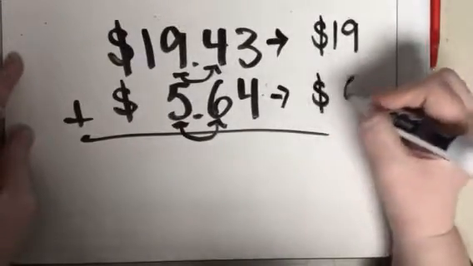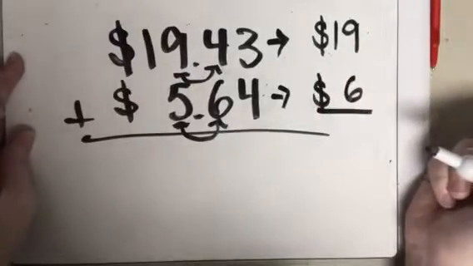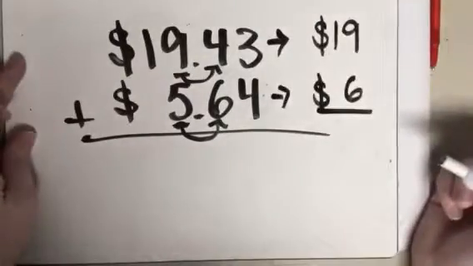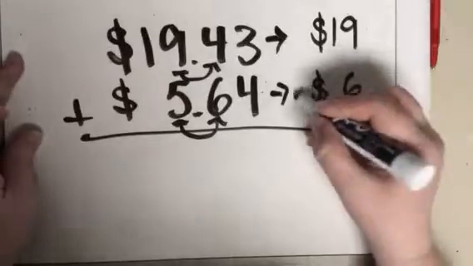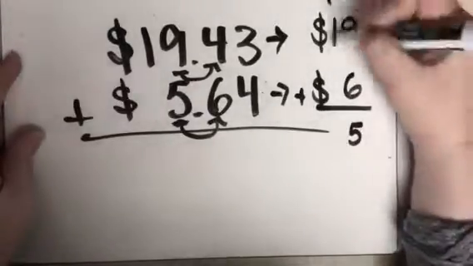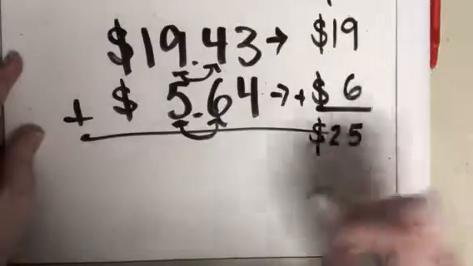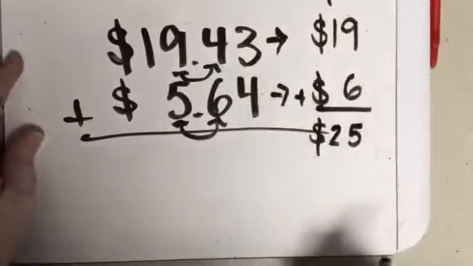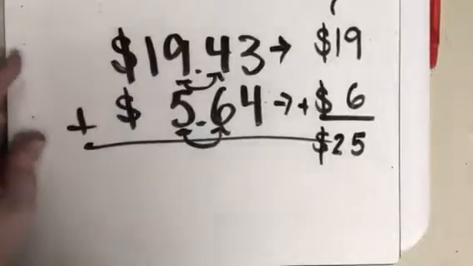round to $6. Now they didn't just say estimate these numbers, they said estimate the sum, meaning I have to add up my estimations. So 9 plus 6 is 15, 1 plus 1 is 2. So the estimation of the sum of these two numbers is $25.